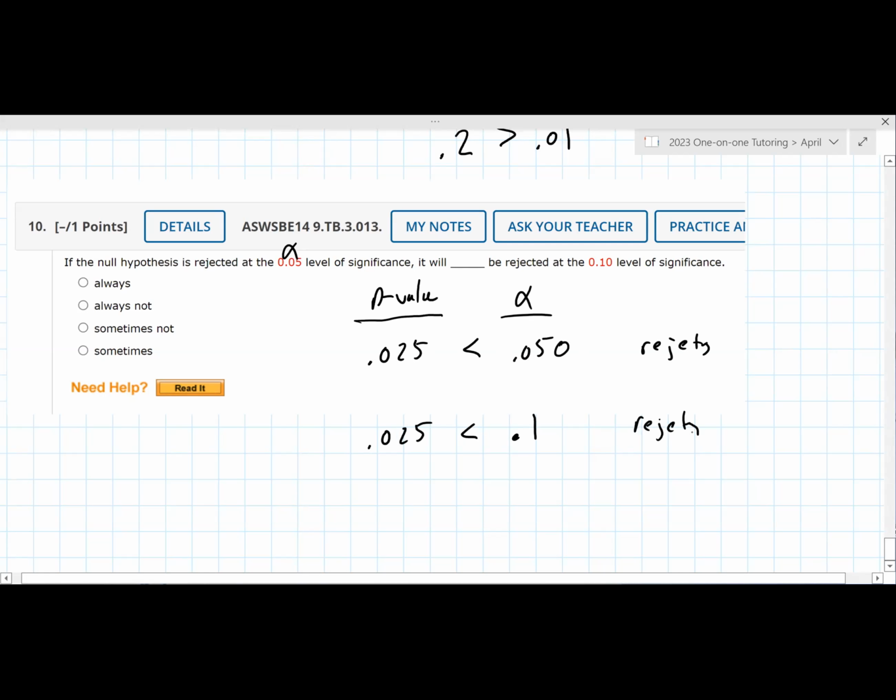So what we're looking for is a number that's less than 0.05 that's somehow greater than 0.1. Does that exist? I think what happens here is that because these are decimals, it gets really confusing. But if you make a number line, we're looking for a number that's less than 0.05 that's somehow greater than 0.1. Is that possible? No, it's not possible. So if you reject at the 0.05 level, it will always be rejected at the 0.1 level of significance.